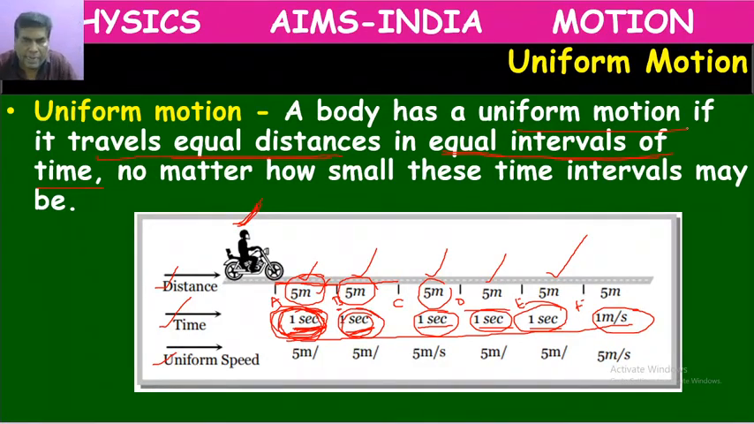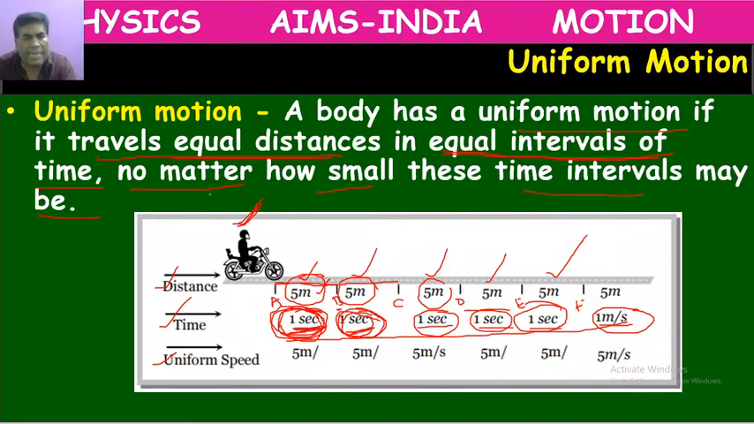Here the condition is, no matter how small these time intervals may be. Because here we have taken time intervals of 1 second, it is not compulsory that we have to take 1 second. We can take 10 seconds, we can take 20 seconds, we can take half second. So this uniform motion never depends on how small the time interval is.